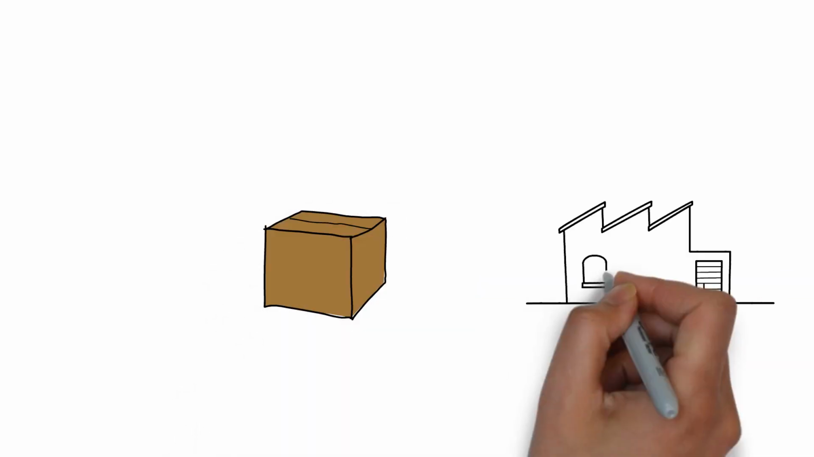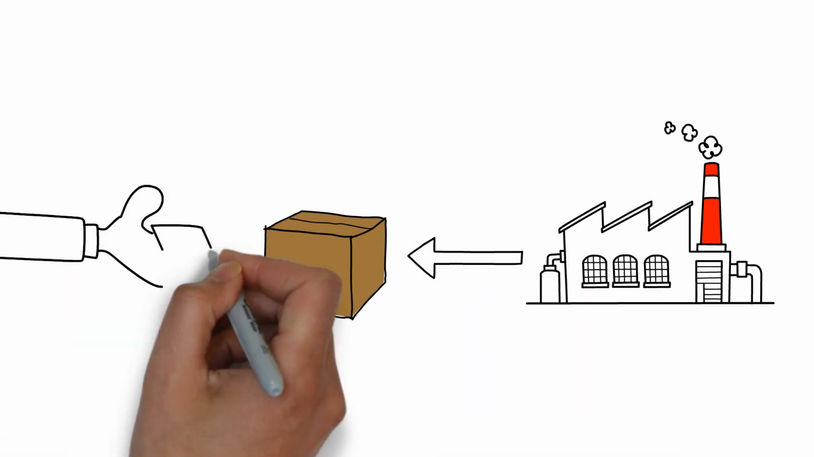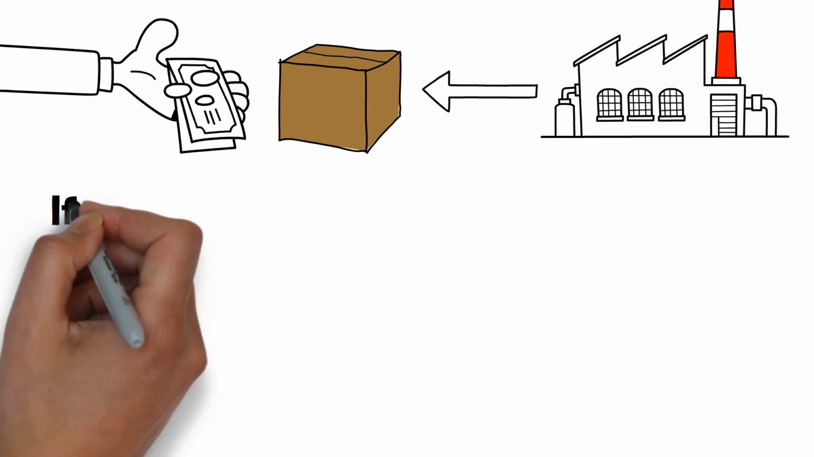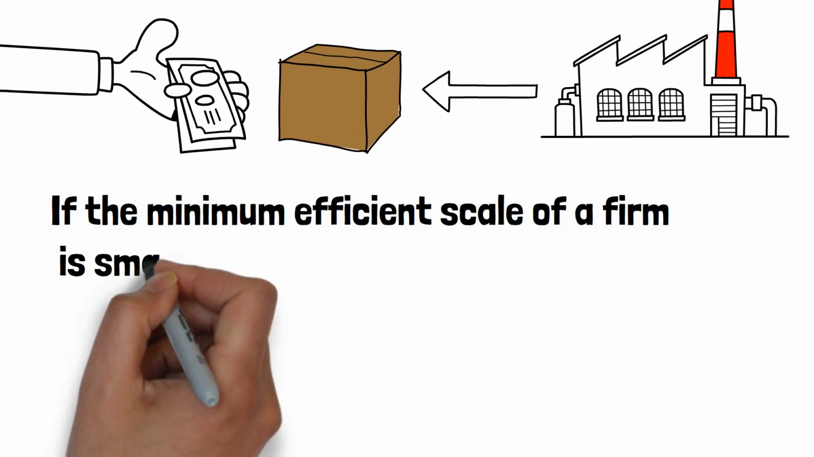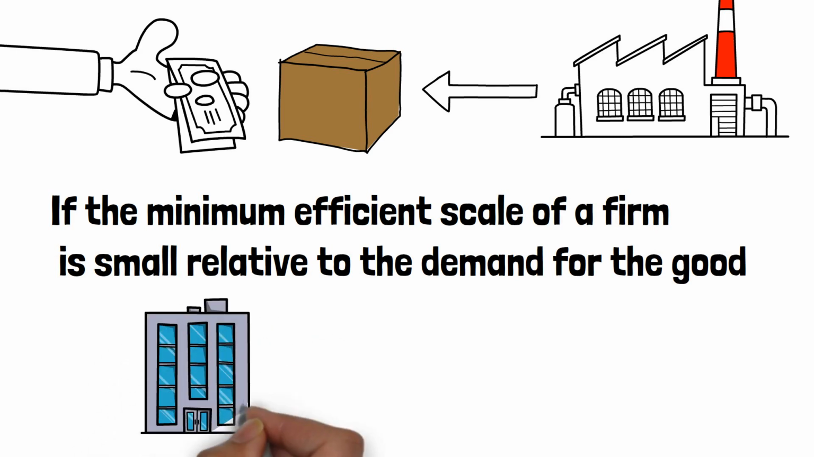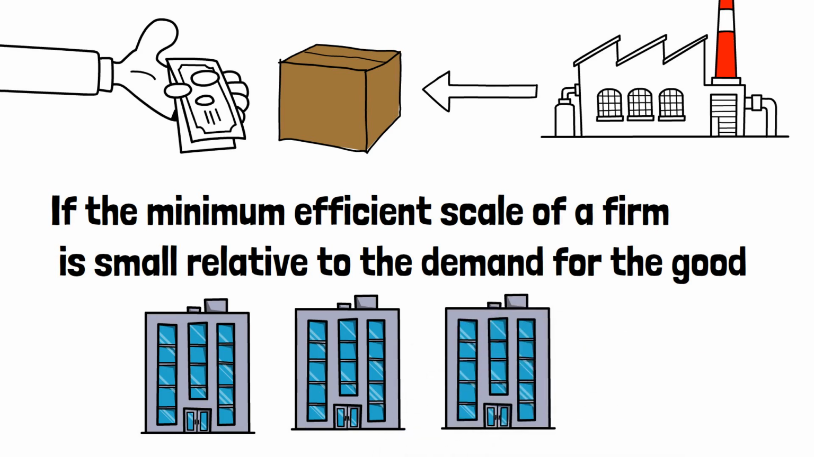Output is the amount of goods produced by the producers. It is determined by the amount of goods and services that buyers are willing and able to purchase at a given price. If the minimum efficient scale of a firm is small relative to the demand for the good, then many small firms can compete in the market. In perfect competition, there are many firms that sell identical products.